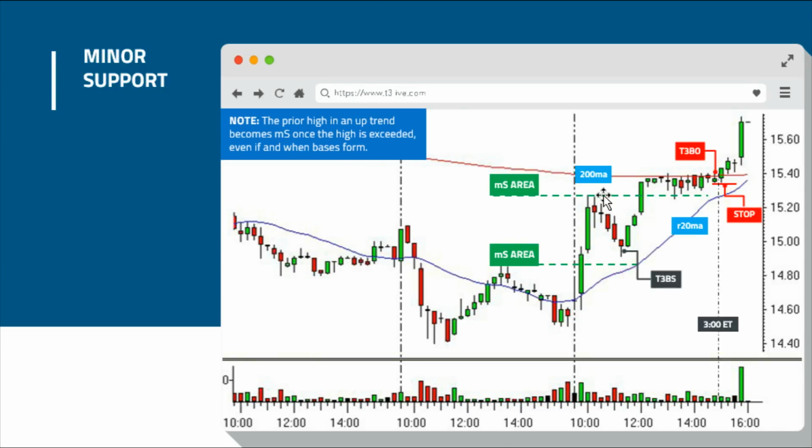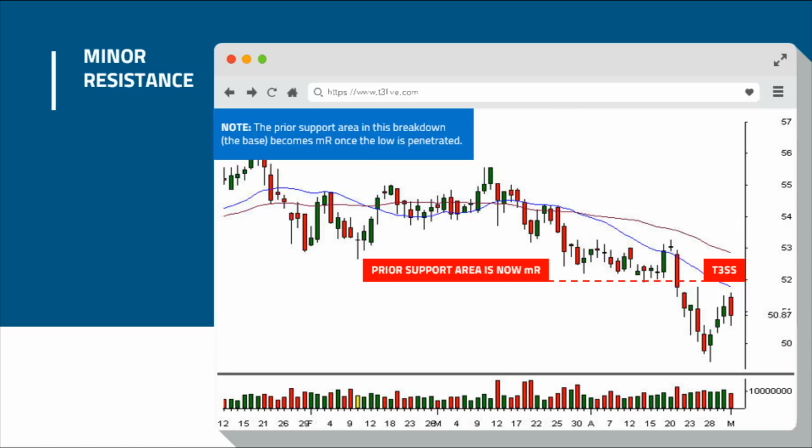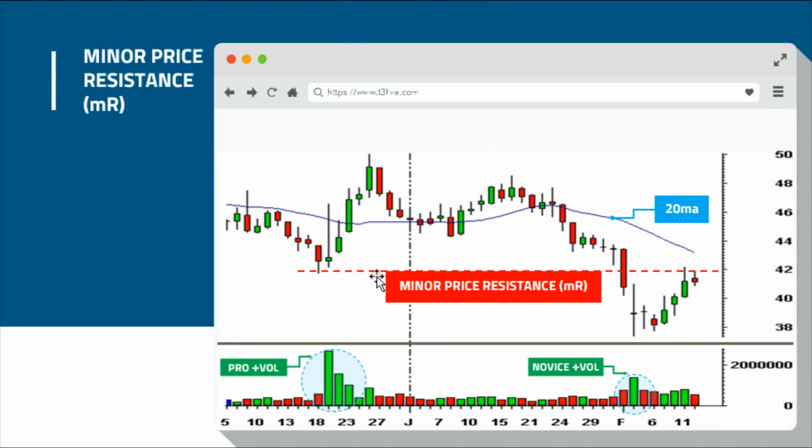And then in this case, it's based at the prior pivot high. So that's a base at support. In this case, minor resistance. So on the rally back to the bottom of that base, that's called minor resistance. Minor resistance here at the prior pivot low, in a downtrend.